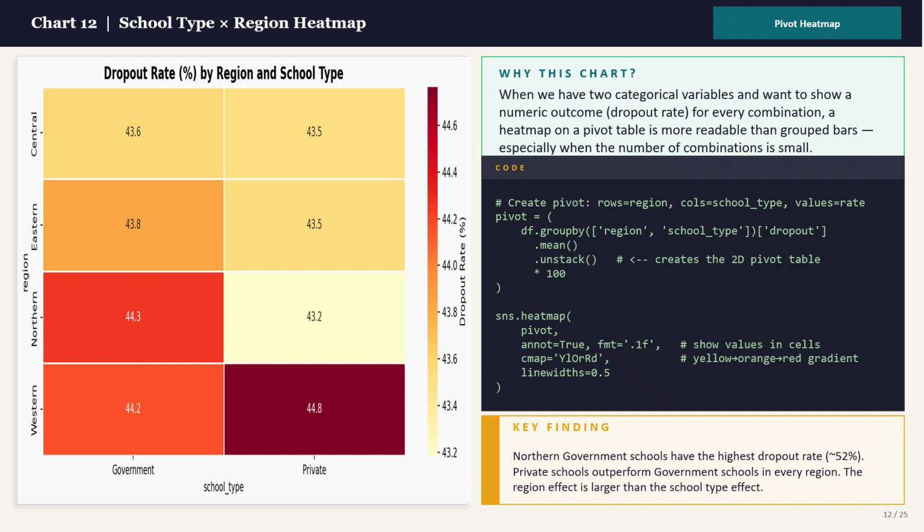The key finding was that the northern government schools have the highest dropout rate, and it was approximately 52%. Private schools outperformed government schools in every region. The region effect is larger than the school type effect.